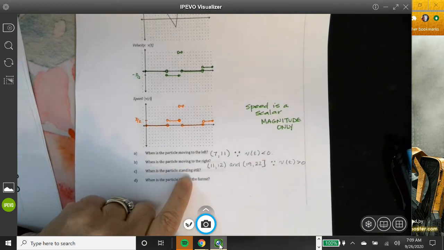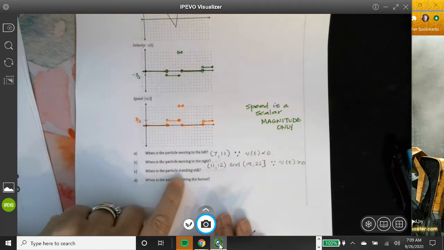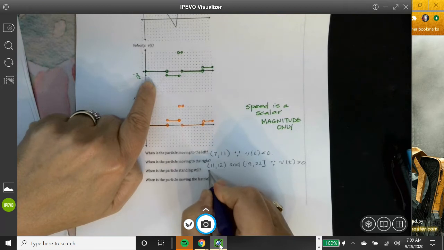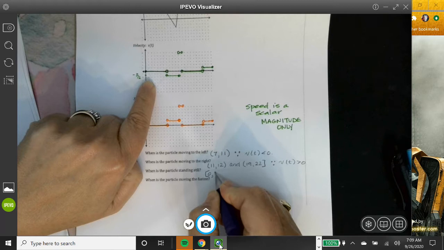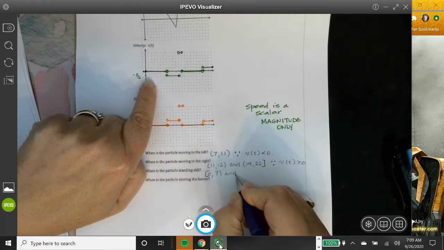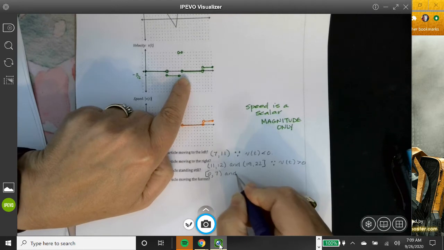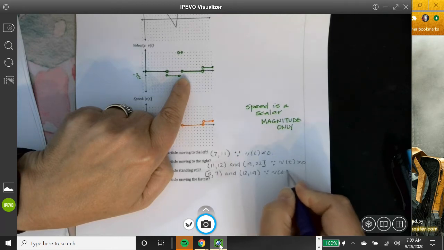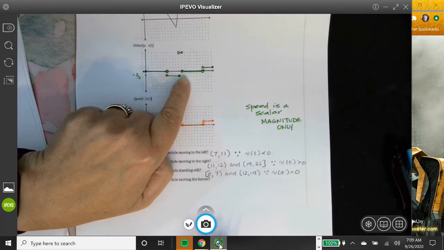The next question says, when is the particle standing still? Well, the particle is standing still when its velocity is 0, and so from 0 to 7, and again, we can use a bracket here if we like, or leave it open, 0 to 7, and that looks like it's from 12 to 19. Since the velocity is equal to 0. Again, that's our justification.